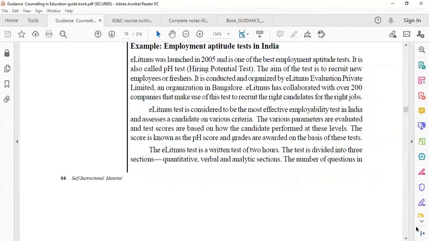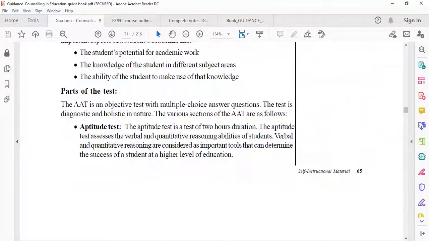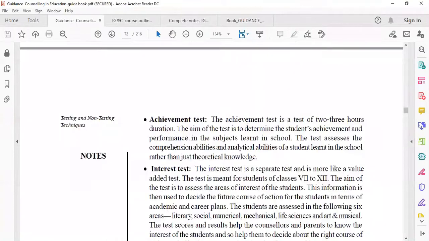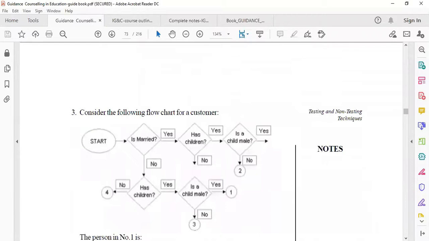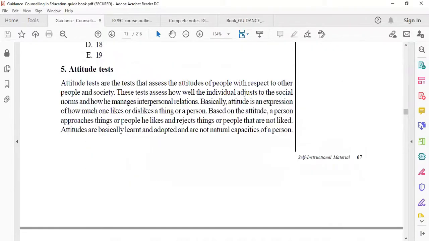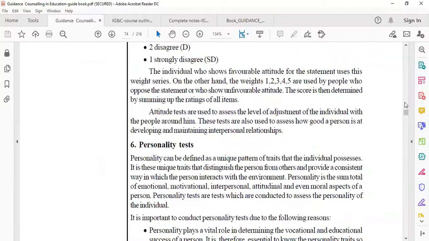Okay, now we'll come to the further examples. Aptitude tests, as I've told you, these are the examples of different aptitude tests. And likewise, the personality test. The personality test is conducted to study the traits and characteristics that an individual possesses.